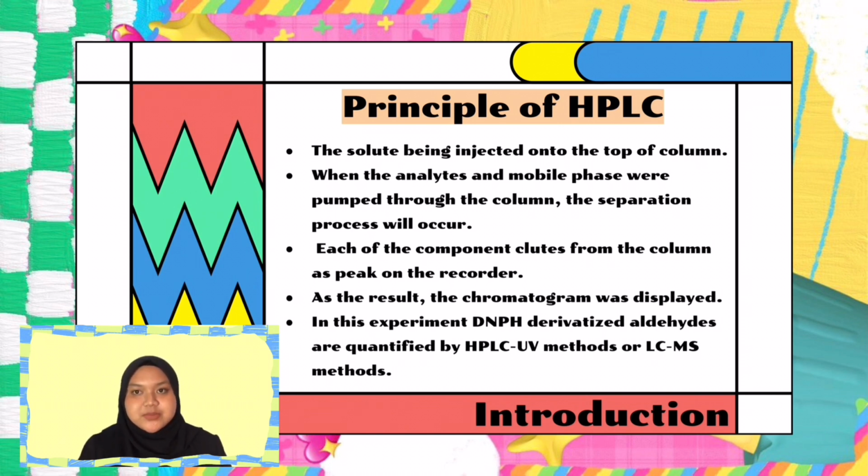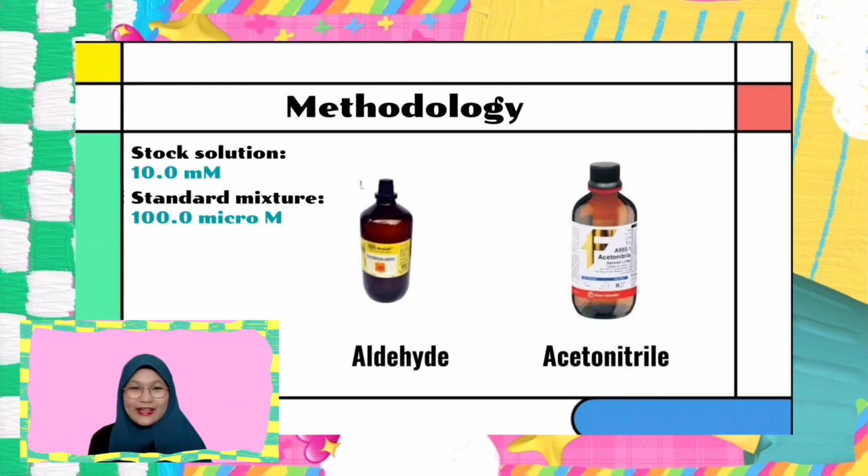In this experiment, the DNPH derivatized aldehydes are quantified by HPLC-UV methods or LC-MS methods. The DNPH is the most used derivatizing reagent for aldehydes, and the formed hydrazones could be determined by either HPLC-UV or LC-MS. Today, I will be presenting about methodology.